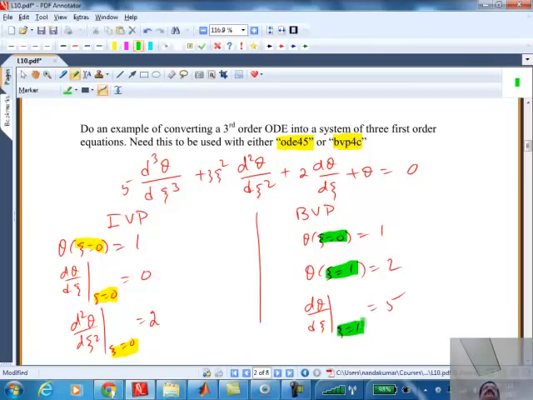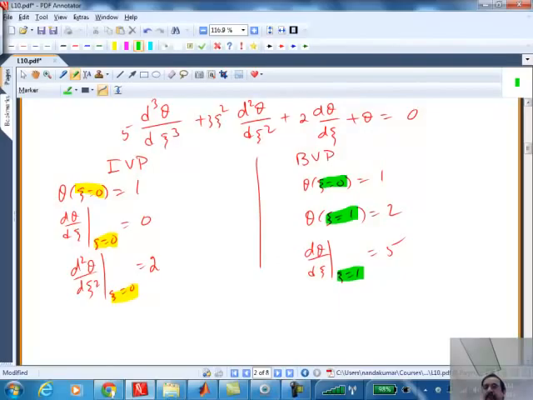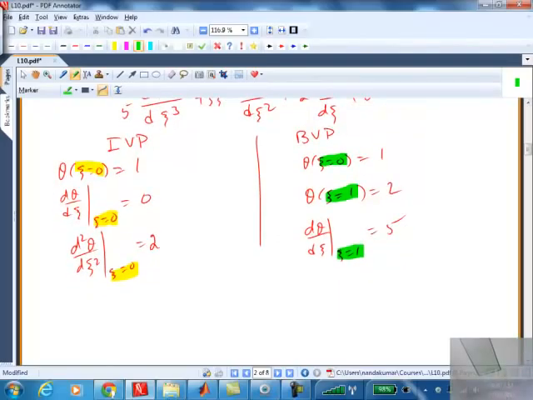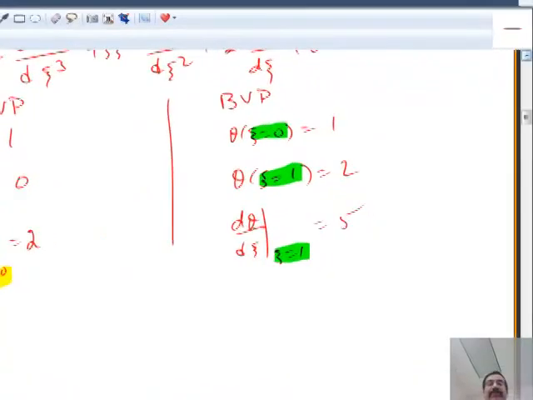Any questions on that distinction between an initial value problem and a boundary value problem? It is the same equation, but the auxiliary conditions determine whether it is an initial value problem or a boundary value problem. Now we need to convert this equation into three first order equations. That's our job, so that we can use either ODE 4.5 or BVP 4C to solve the problem, depending on what set of conditions I'm going to use. Okay? So how would I convert that third order equation into three first order equations?